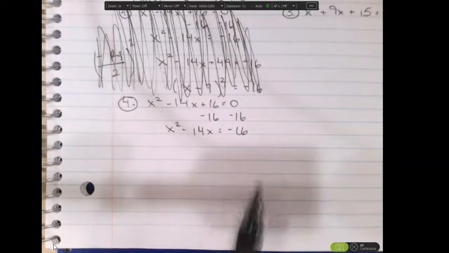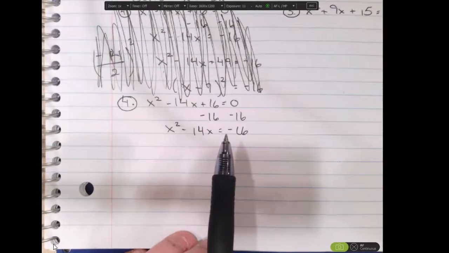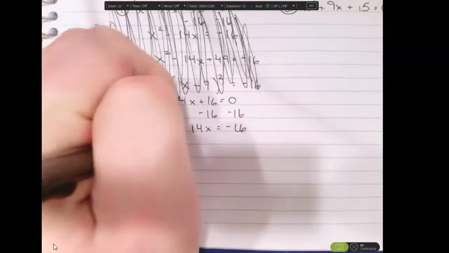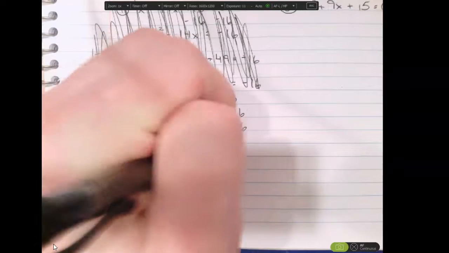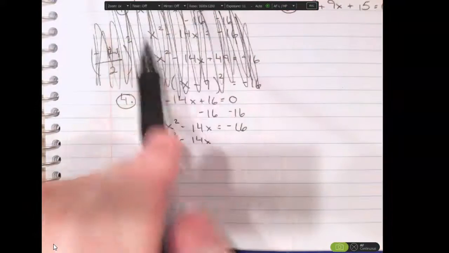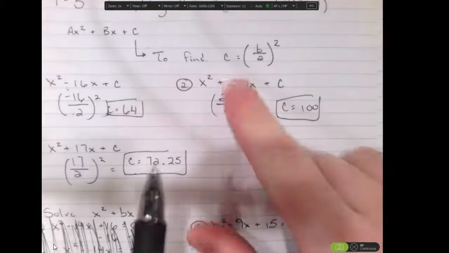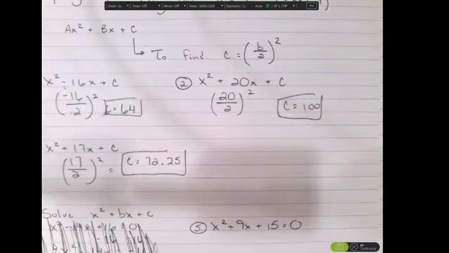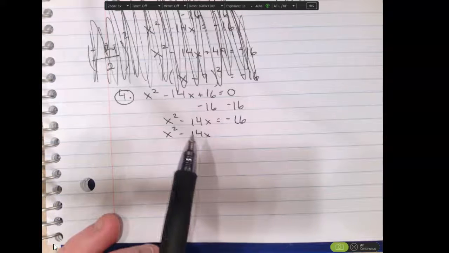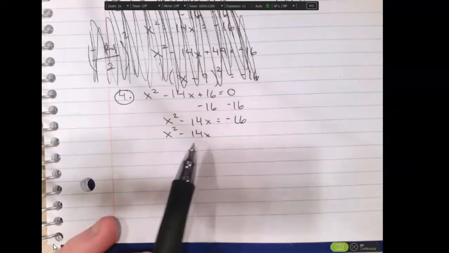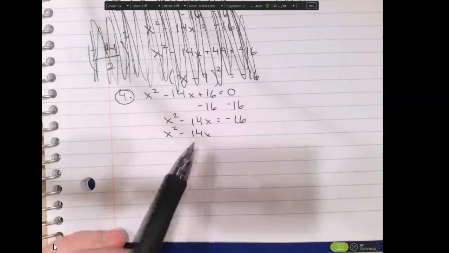Now, I need to find c. I need a new c. And there's a reason we're doing this. So if I have x squared minus 14x, I want to find what c is. Well, just like what we did up top here, by using our formula, c equals b divided by 2 squared. So on number 4, what is b? b is negative 14. So what's negative 14 divided by 2? Negative 7. Negative 7 squared is 49. So I have plus 49.